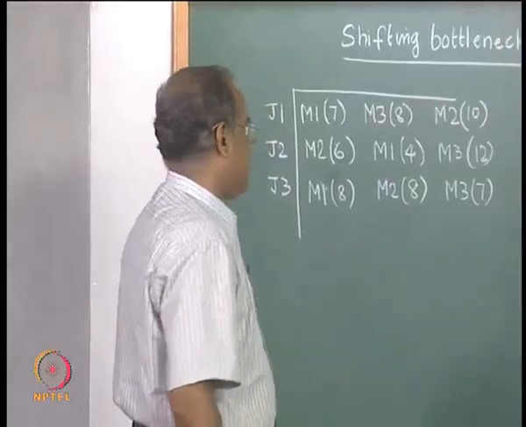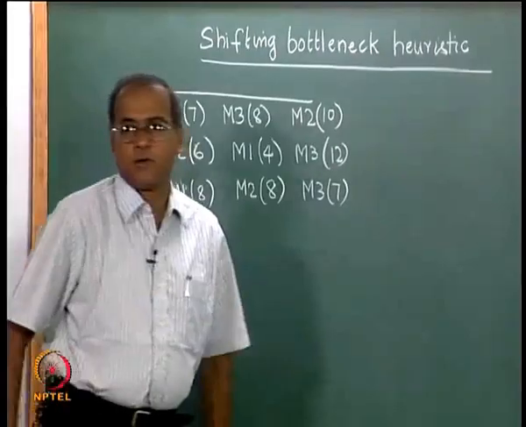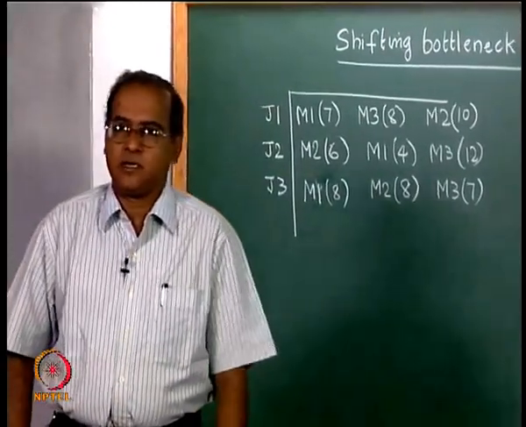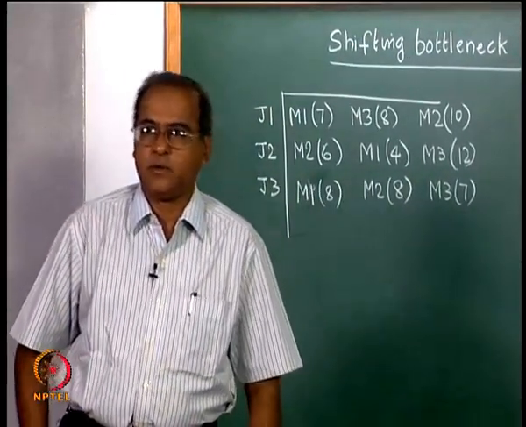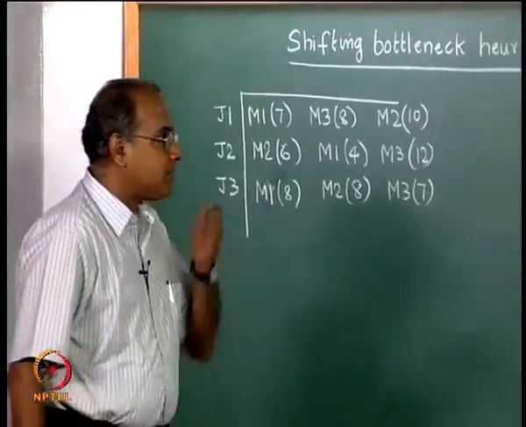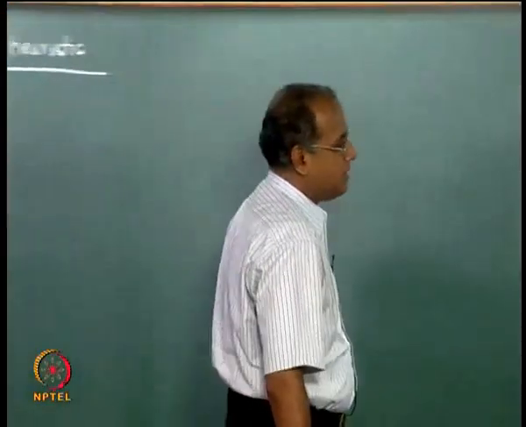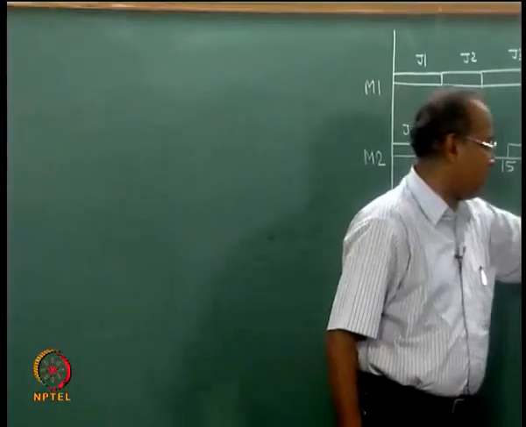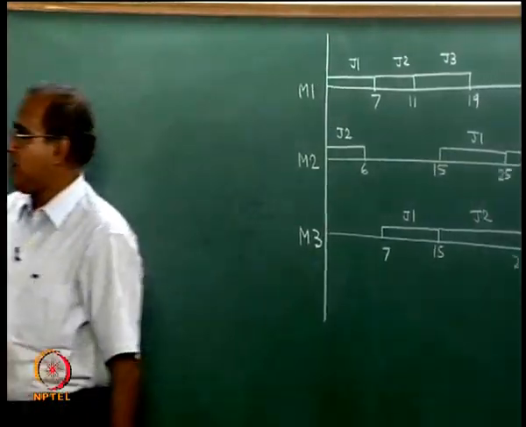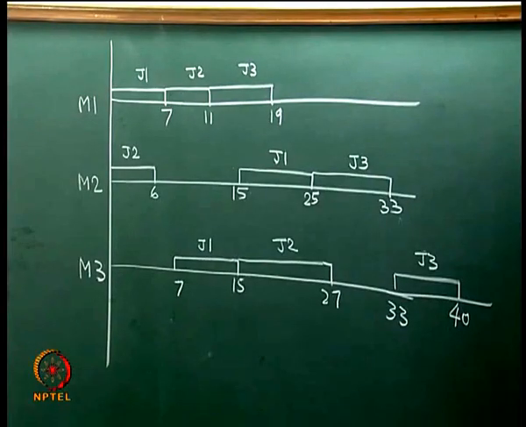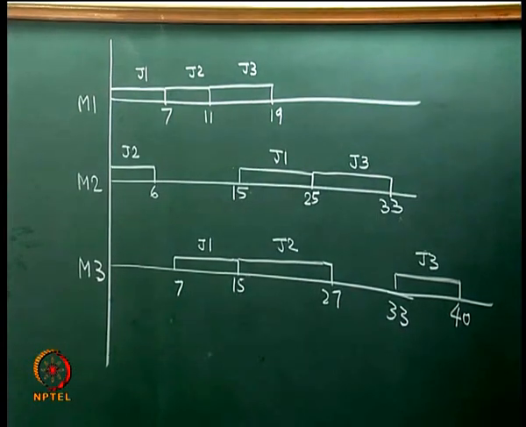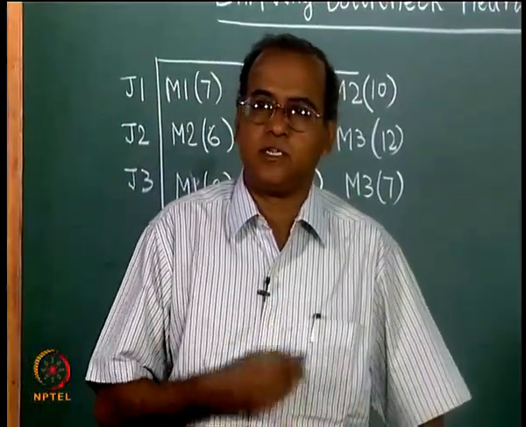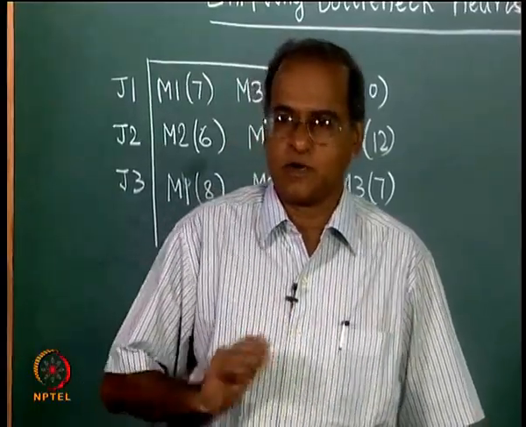Today's lecture we will look at the shifting bottleneck heuristic to try and minimize the makespan in the job shop scheduling scenario. In the previous lecture we had found a solution using the SPT rule which gave us a makespan of 40. Now we will apply the shifting bottleneck heuristic to the same example to see whether we can get a better solution, or to understand how the shifting bottleneck heuristic works.